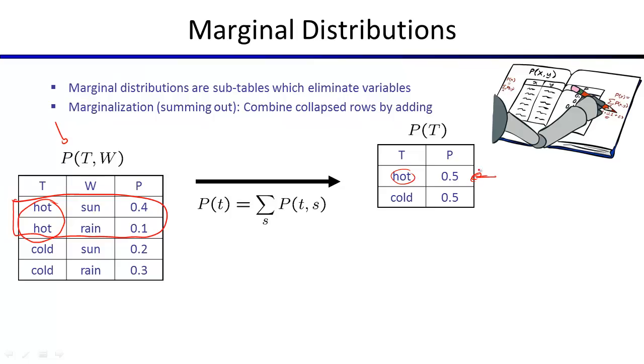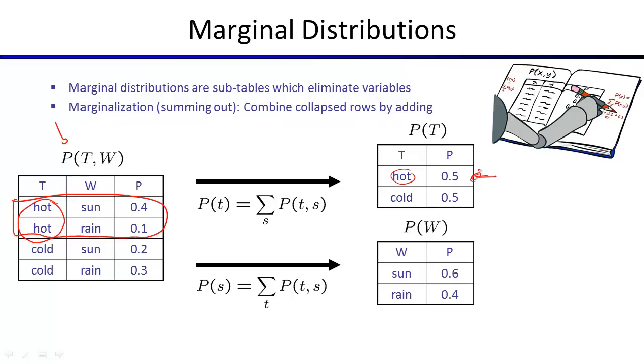Same thing for cold. You can do the same thing for weather. So we can build similarly a table. Let's look at this one here. How do we get this entry here for rain equals 0.4? We looked at the consistent entries, which is here, and summed 0.1, 0.3 together to get 0.4. So this is new terminology, right? Marginal distribution means you marginalize the original distribution to be only considering a subset of the random variables, and you build a table for that subset of random variables.